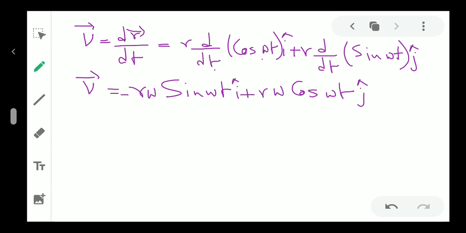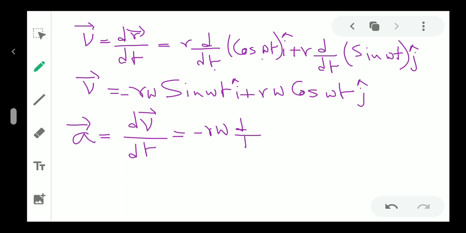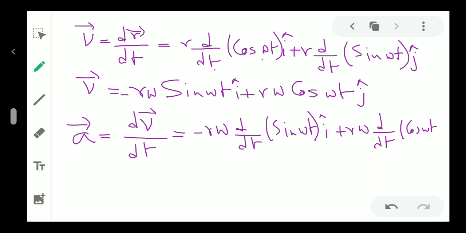And now if we find the acceleration, because we know that acceleration is dv by dt, that is the change of velocity with respect to time, here again we have to differentiate. So my r omega is constant, so I can write it outside with minus, and we can write d/dt of sine omega t i cap plus r omega d/dt of cos omega t j cap.